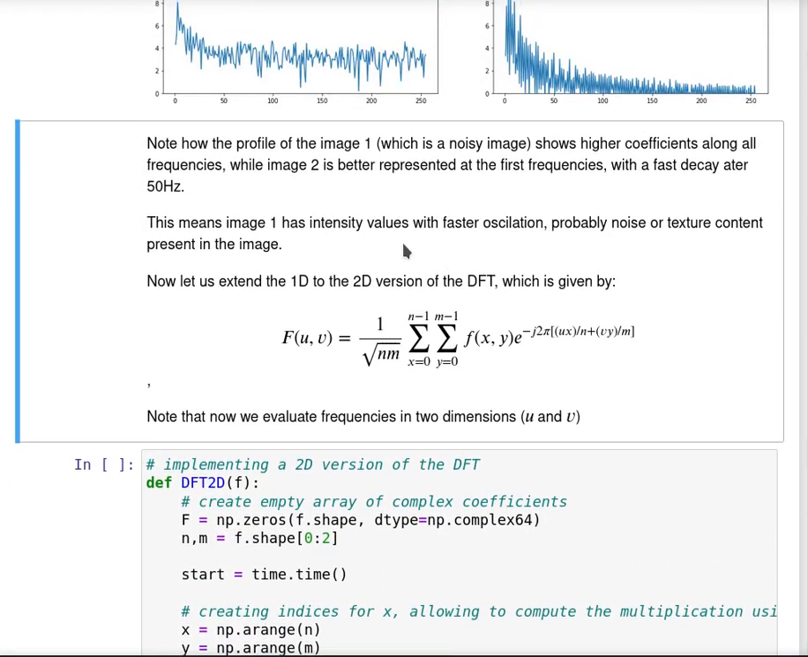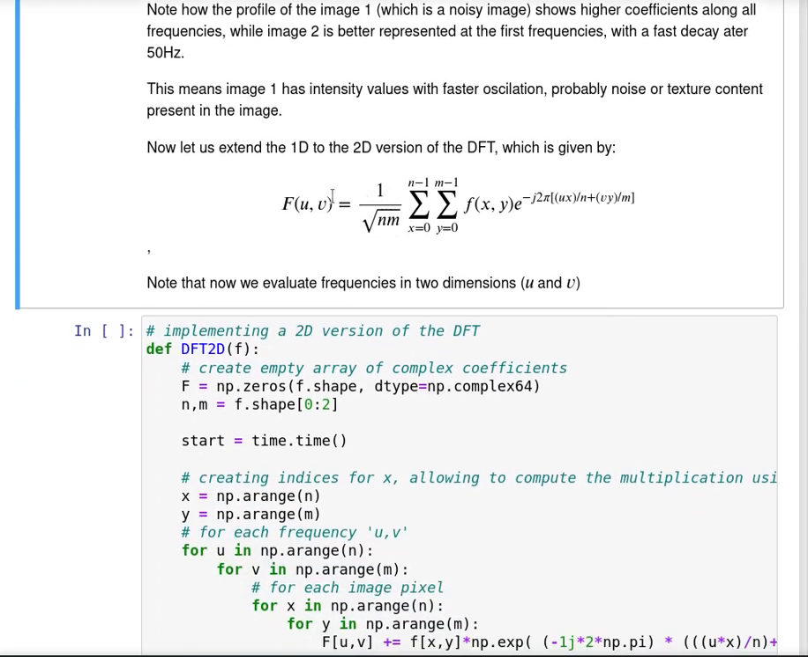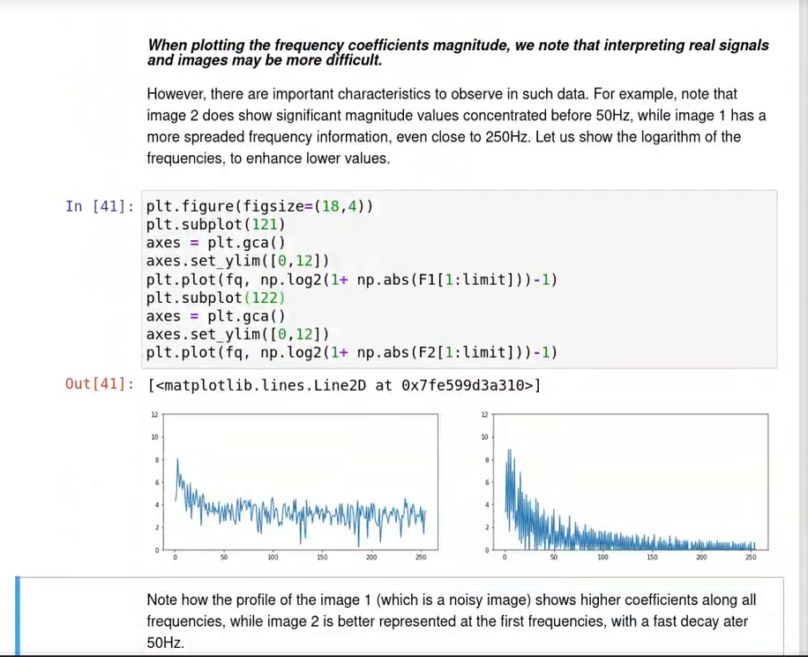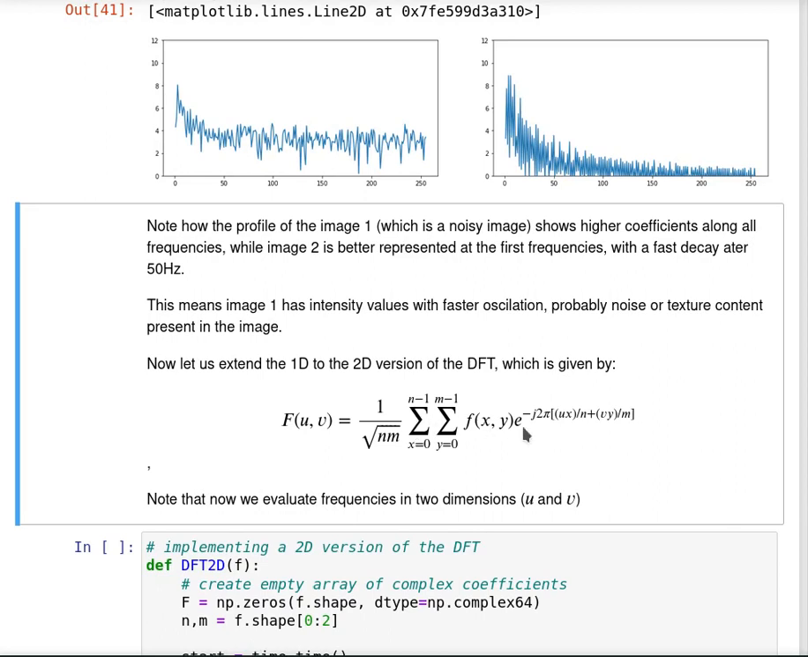And then if we want to extend the 1D to the 2D version of the DFT, we have this formulation here, which is similar to the 1D DFT. Let me just go back a little bit. So this is the one. In this case, we had f of x times the complex exponential of minus j2 pi ux divided by n, and we sum everything. Now in 2D, we are going to have the two directions, x and y. So we have to sum along x and along y.